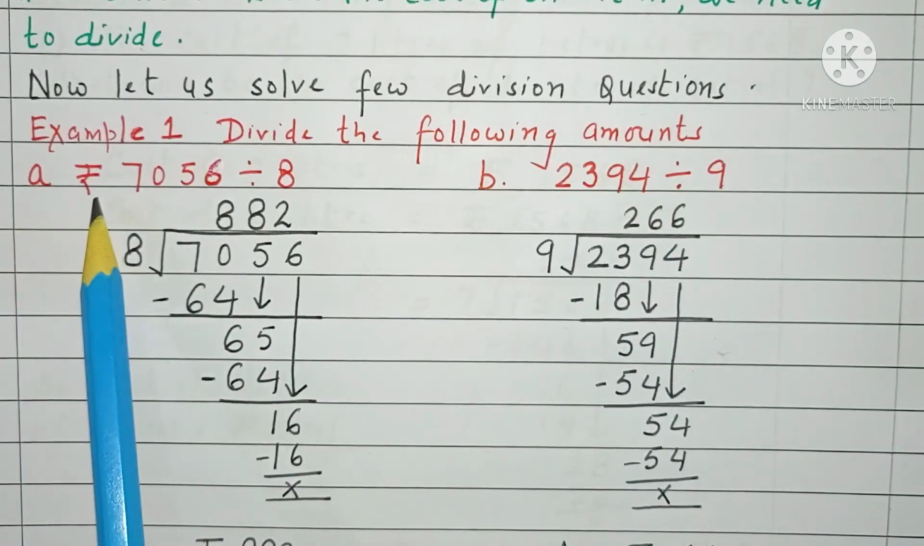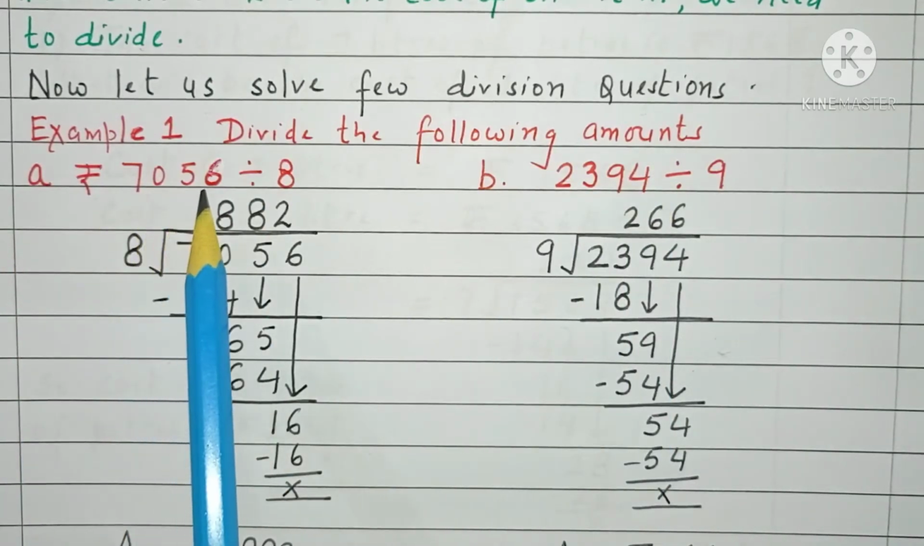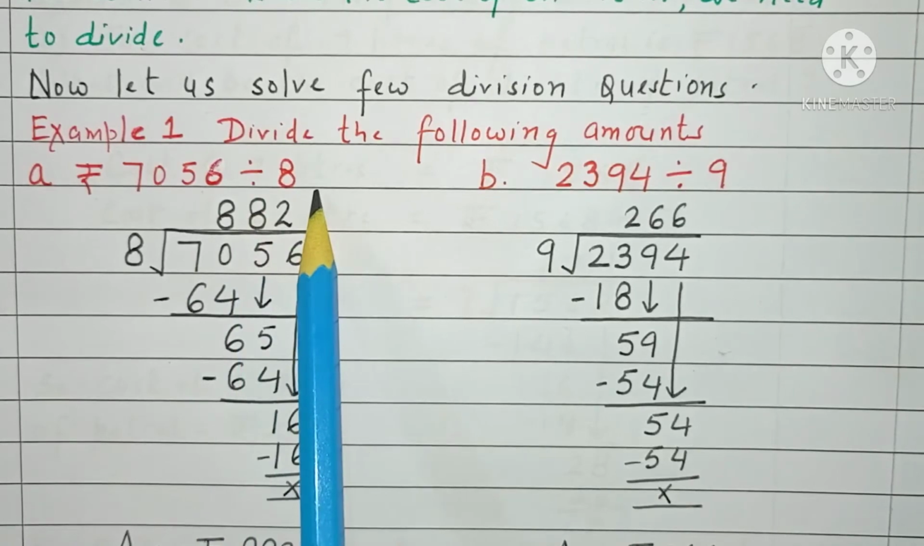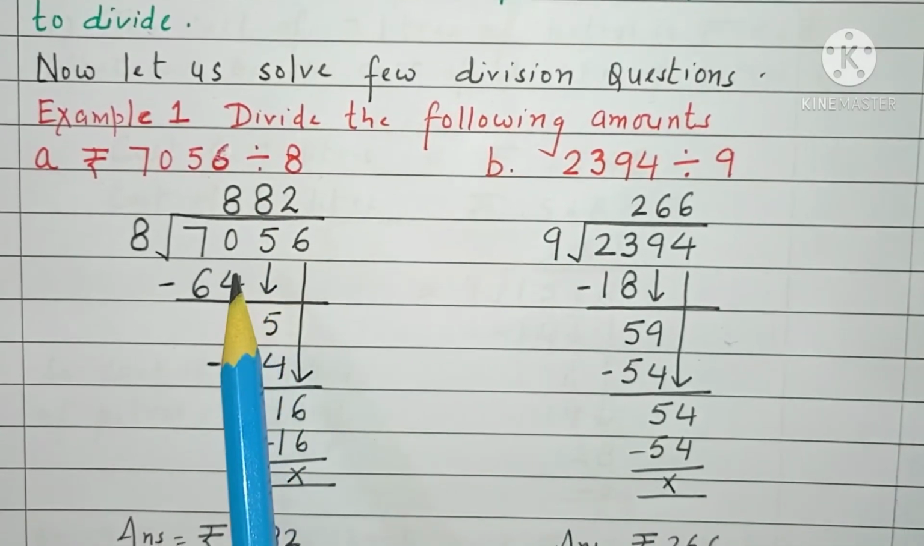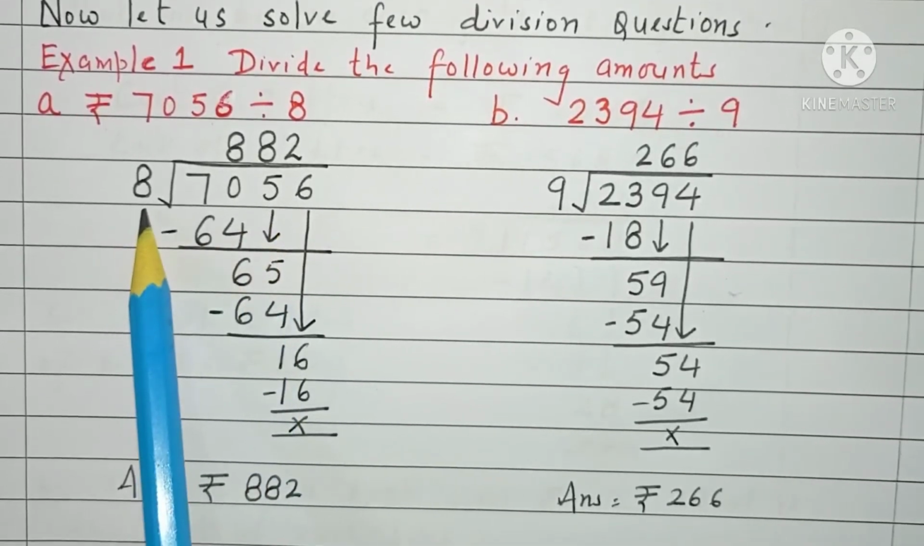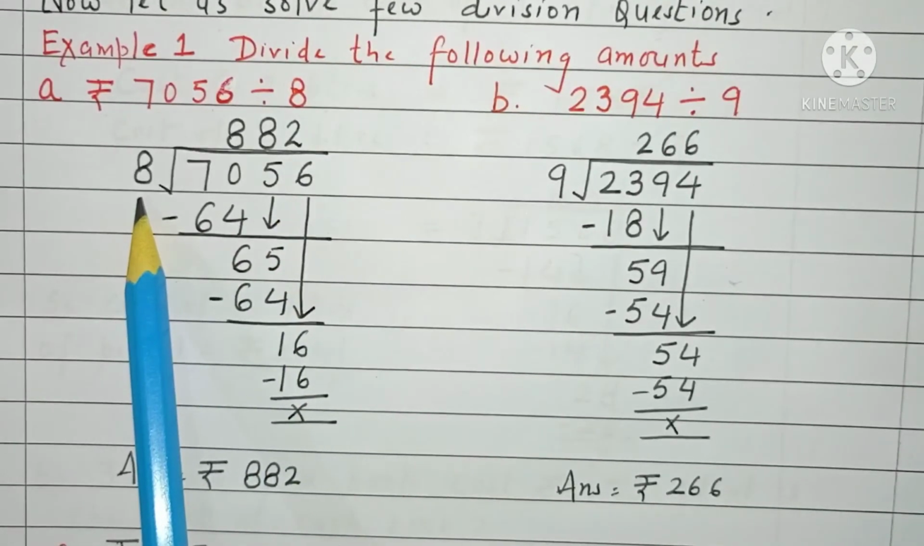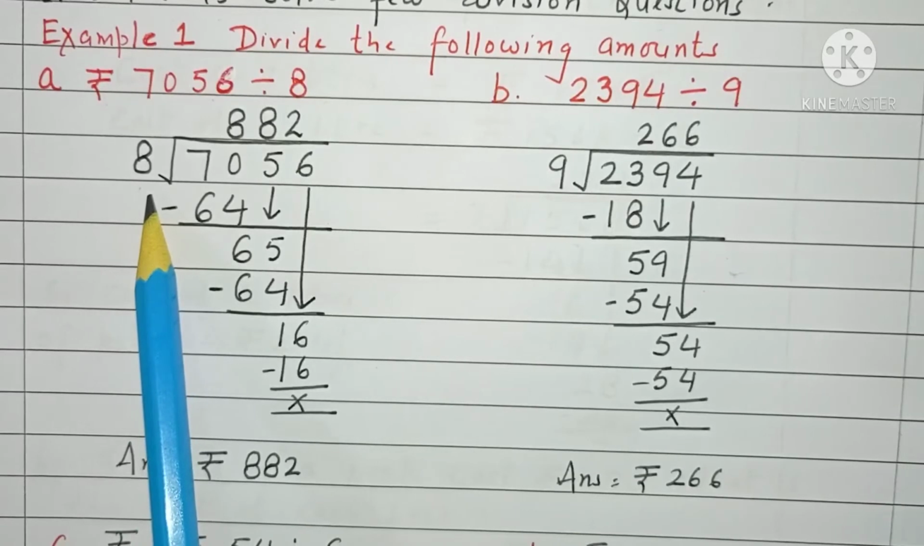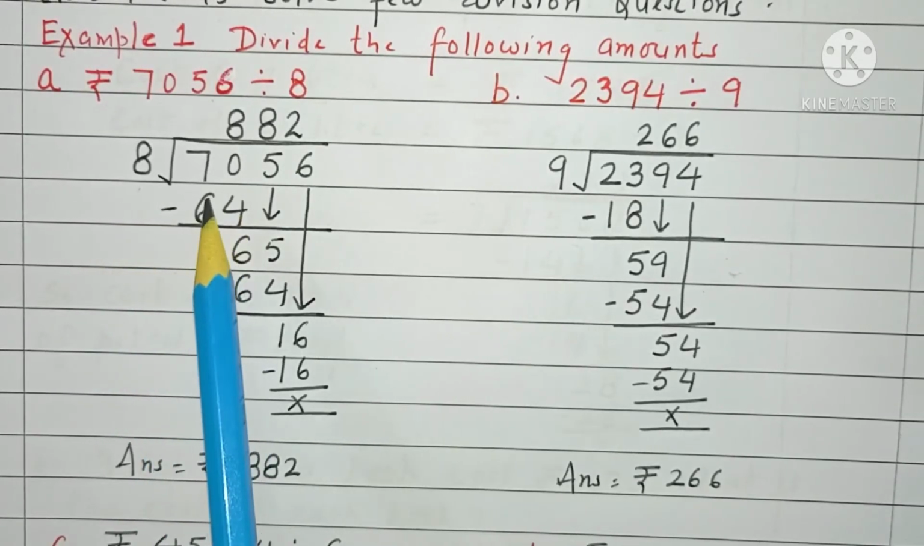A part, rupees 7056 is to be divided by 8. So first of all, making the division sum by putting the dividend in the box and dividing it by 8, which is the divisor. We'll be just doing the simple division as we are doing it.